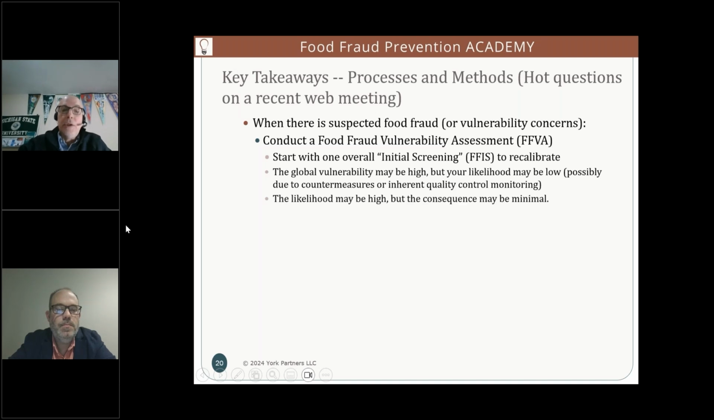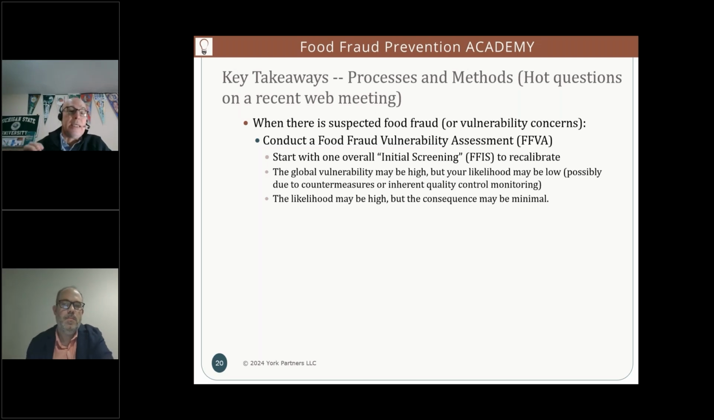Also, the likelihood could be high, but the consequence could be minimal. Horse meat and beef, that's bad, that's illegal, but the horse that was blended in illegally in the UK, food fraud, was actually for human consumption. It was food grade horse meat. What a lot of people think is gross is not what was in there. It's fraud, but the consequence, from a public health threat, was minimal. They still did recalls. So you want to have this initial screening.